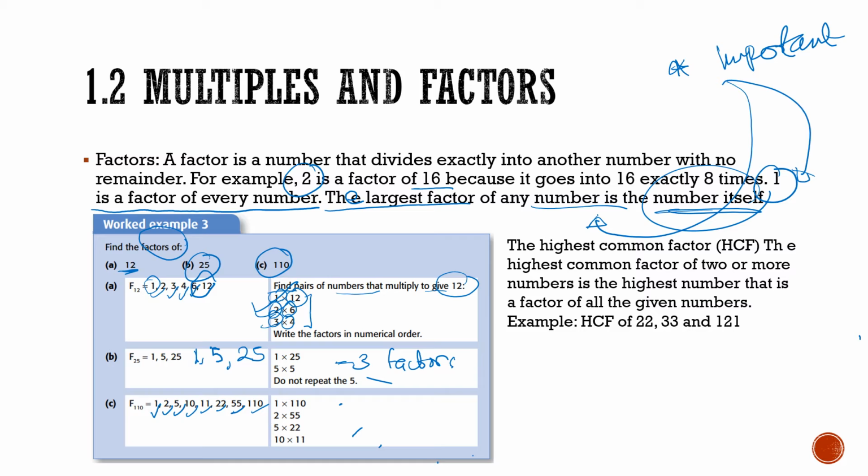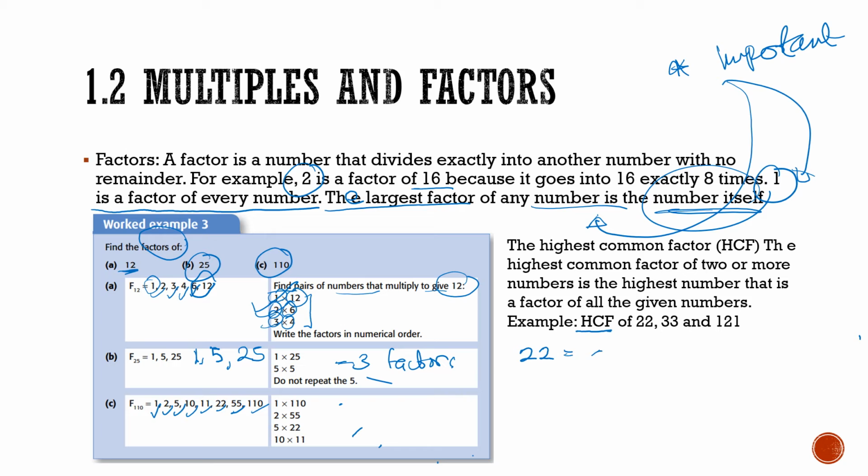Now, the highest common factor of two or more numbers is the highest number that is a factor of all the given numbers. I know this is really confusing, but let me just break it down. Whenever they tell you to find the highest common factor of any numbers, mostly they'll give you two numbers. I've given three here to make it complicated so that when you do an easy question, it will be easier for you. 22, always prime factorize.